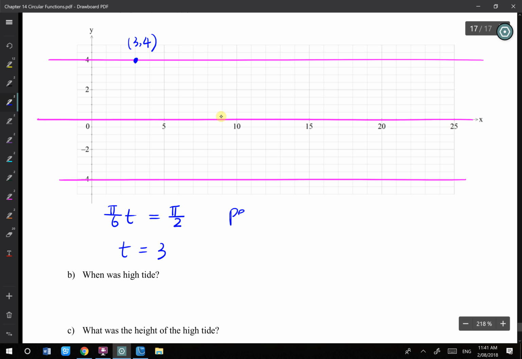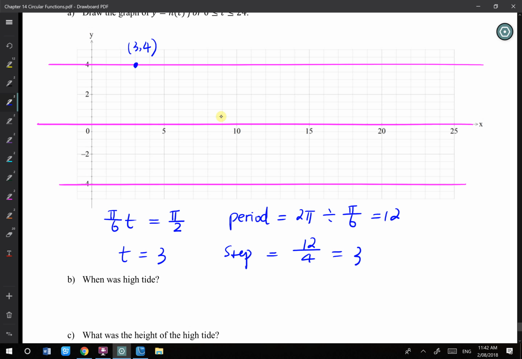Then I want to look at the period. Period equals 2 pi divided by pi on 6. Sine and cosine is 2 pi over n, not pi over n. Tangent is pi over n. So we have 12 here. Each step takes 12 over 4 equals 3. So the next point here will be 0, 0. So this is my starting point, like the end point. Then the next point will be here, 6, 0.